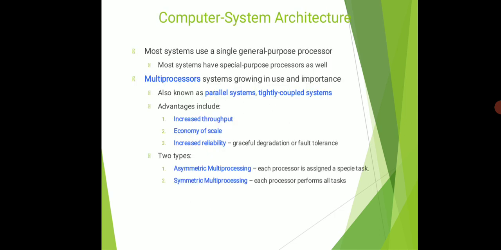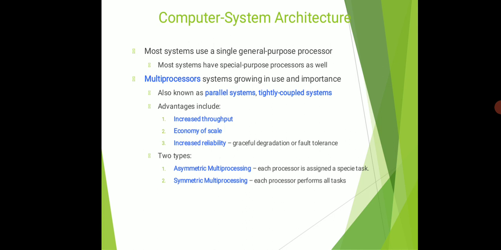Next one is computer system architecture. Most systems use a single general purpose processor. Most systems have special purpose processors as well. Multiprocessor systems are growing in use and importance, also known as parallel systems or tightly coupled systems. Advantages include increased throughput, economy of scale, increased reliability, and graceful degradation or fault tolerance.